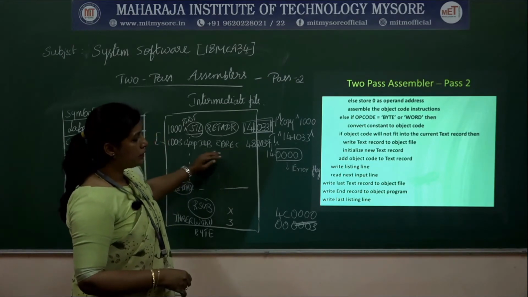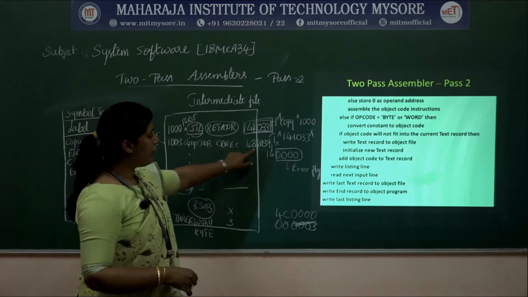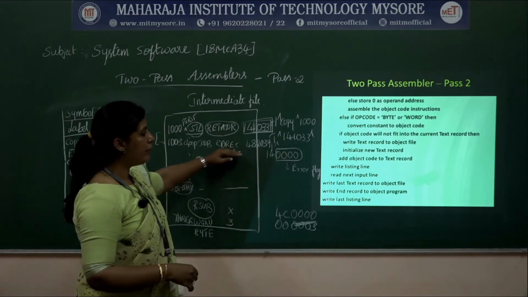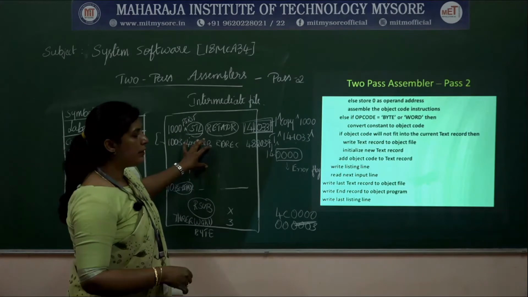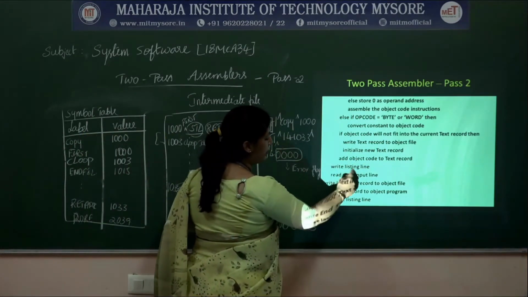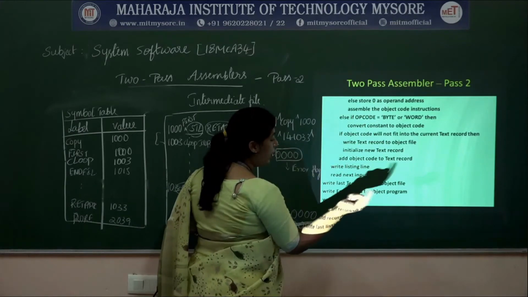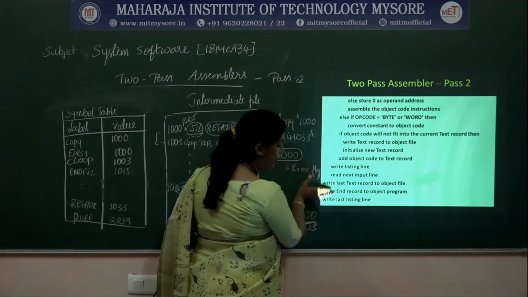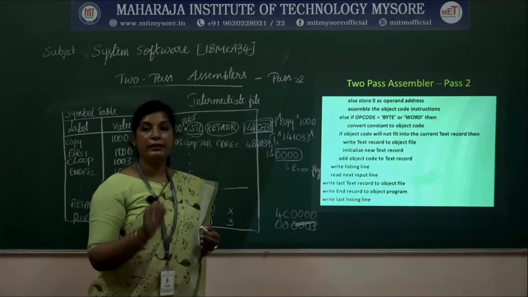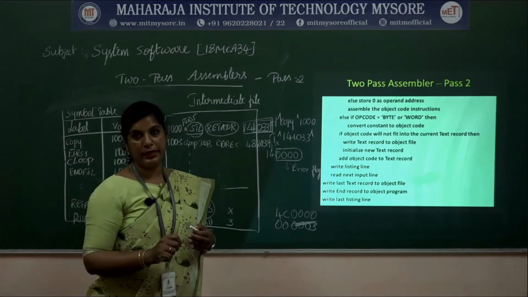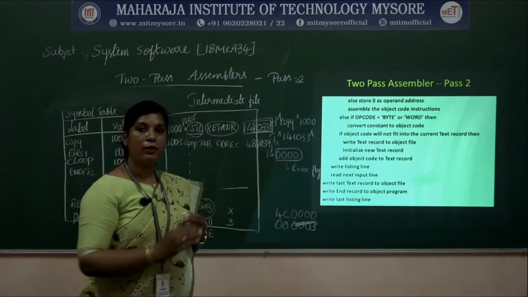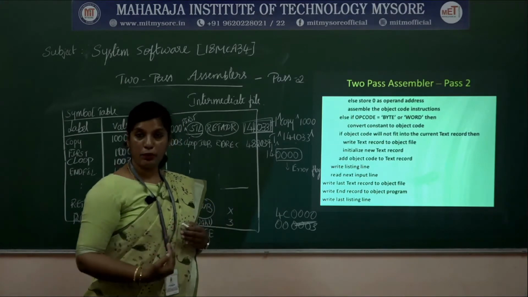Again it is going to write this listing line into the text record. If the text record is not enough, then it is going to initialize a new text record. Then it is going to add the object code to the text record, and then we have to write the listing line to the object file. We have to process all the instructions until it encounters the END assembler directive. Once it encounters the END assembler directive, it comes out from that loop.